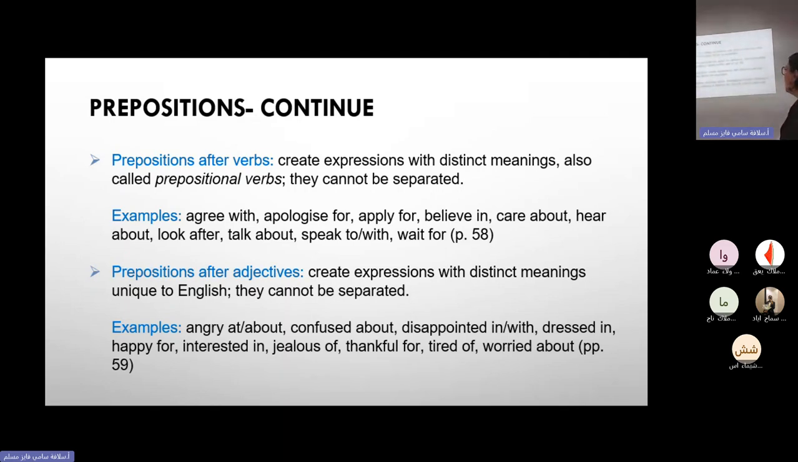Yeah? Here are prepositions that come after adjectives. لما نقول they create expression, برضه with distinct meaning, unique to English. They cannot be separated كمان. Like angry at or angry about, confused about, disappointed in, disappointed with. كل وحدة تعني something specific. Okay?